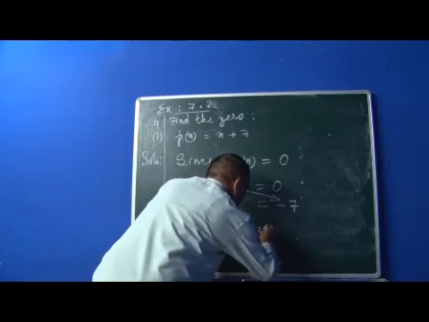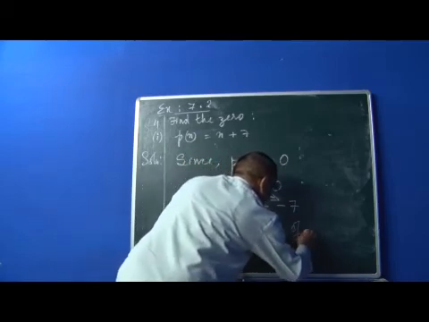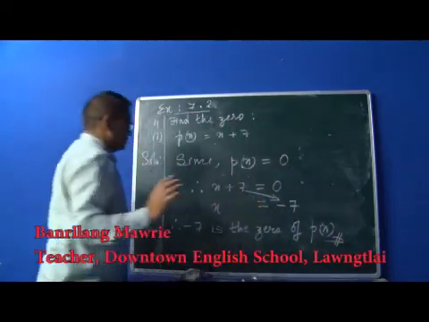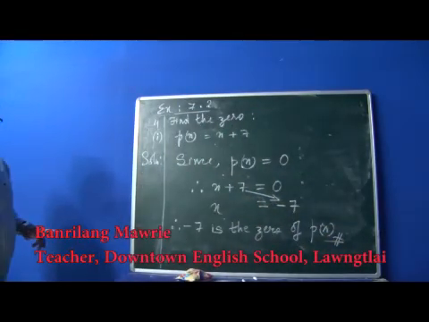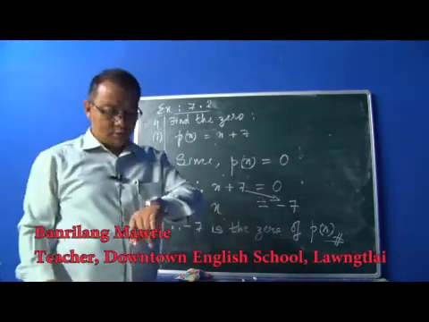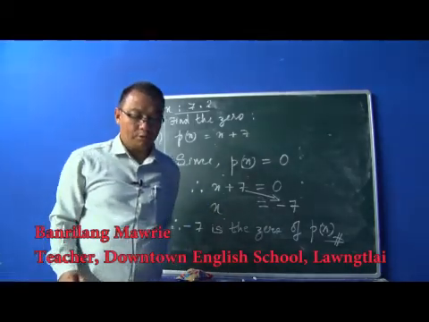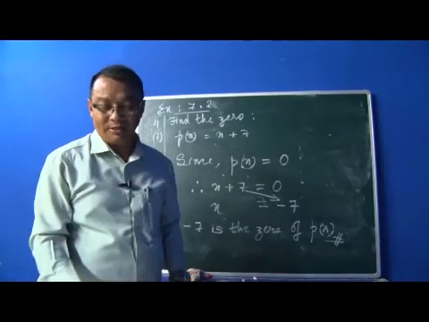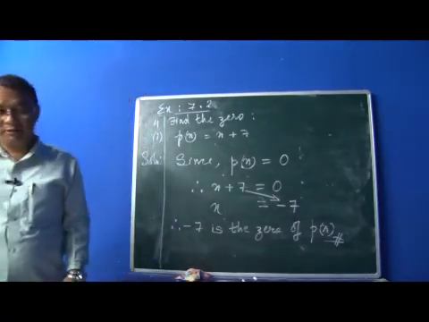Minus 7 is the zero of the polynomial x plus 7. Finish. Hope you got an idea. That's one in 7.2. So next class we shall continue with 7.3.